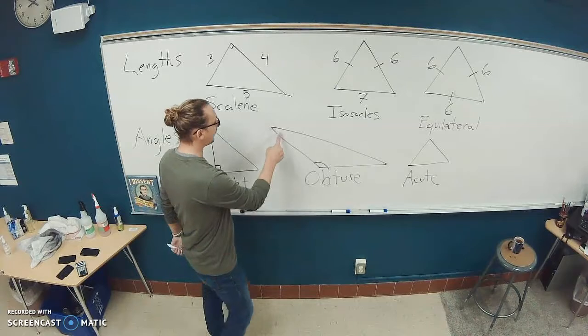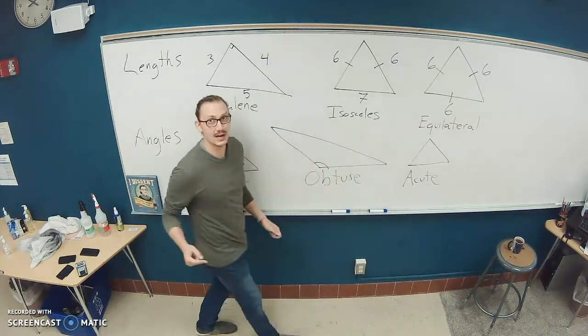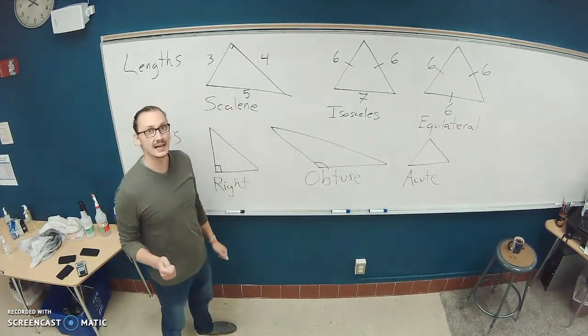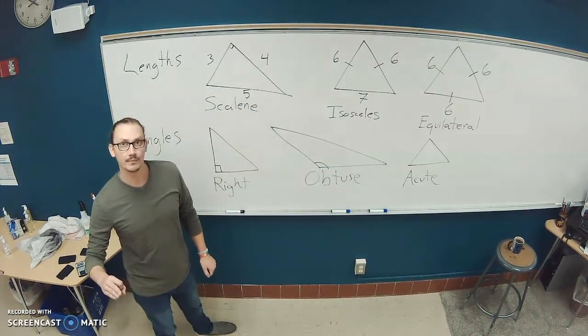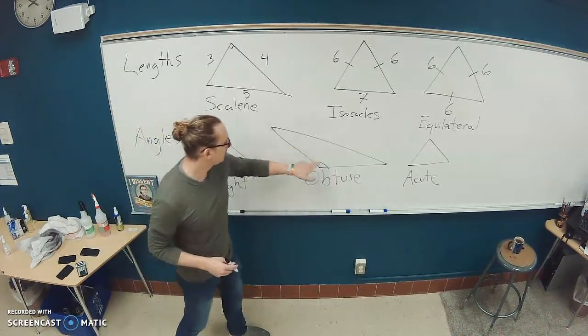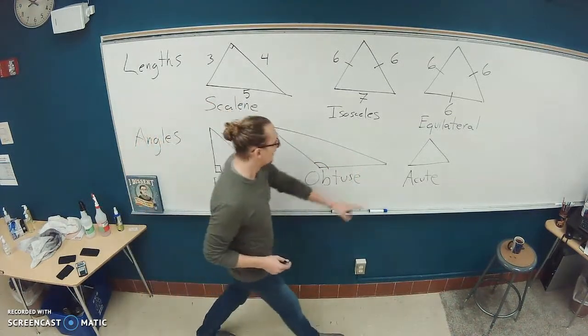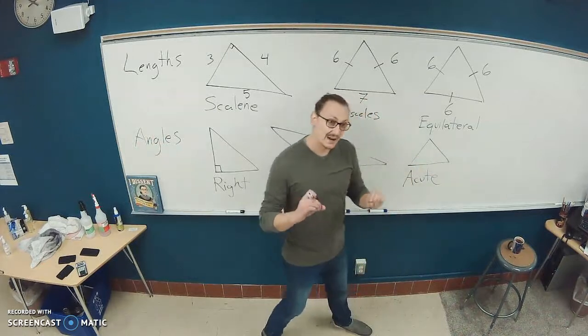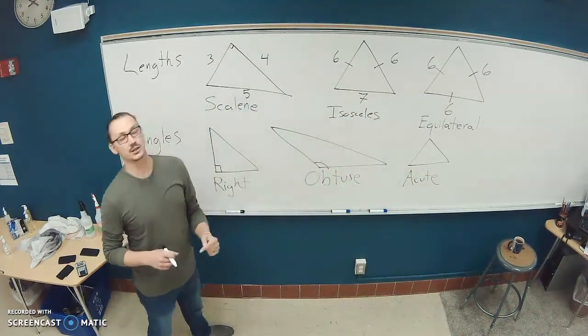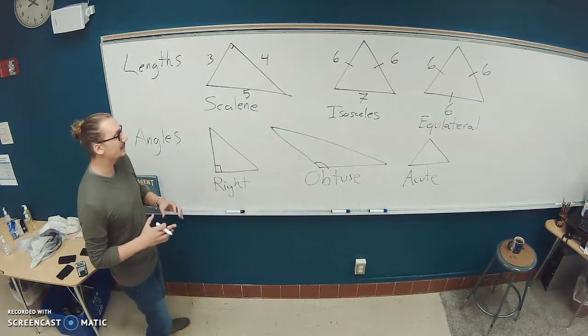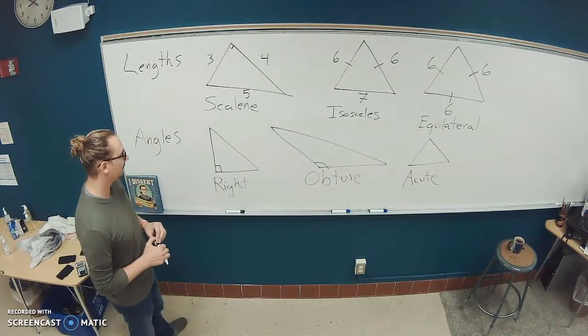But if you add up all three angles of a triangle, you'll get 180 every time. Okay? These three angle measurements, 180. These three angle measurements, 180. These three angle measurements, 180. Every single time. The interior angles of a triangle always add up to 180 degrees.